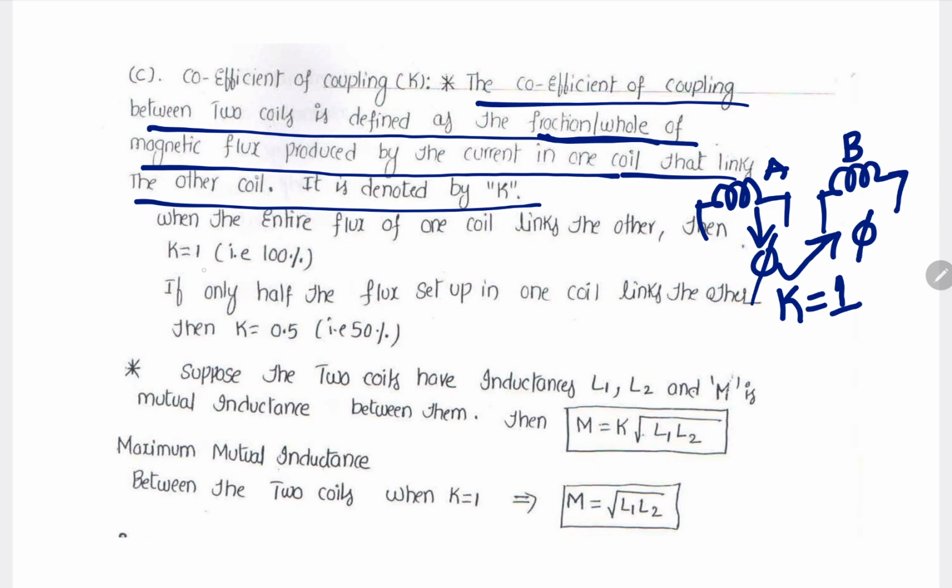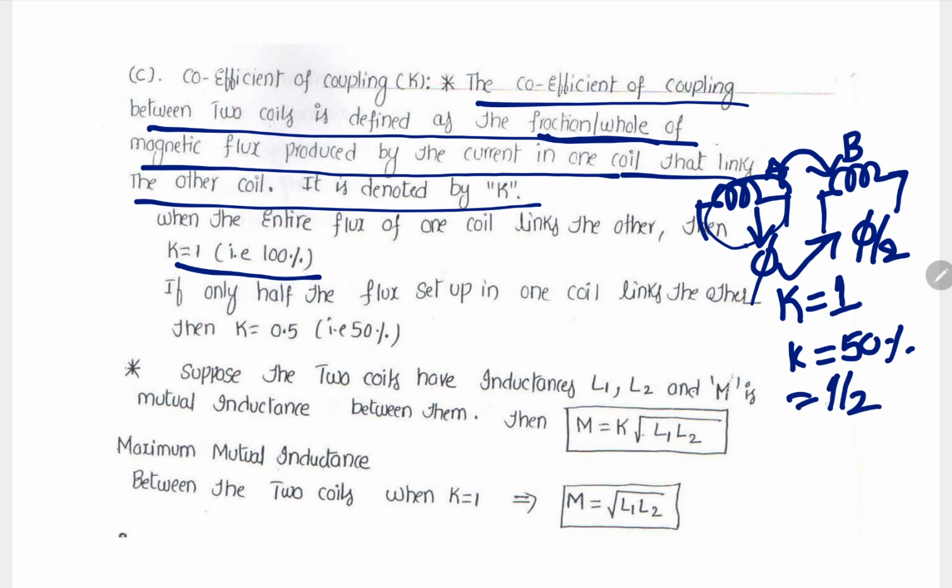So K equal to 1 or 100% means the flux developed in the first coil is entirely linking with the second coil. Let us say of the flux developed in the first coil, only 50% is linking with the second coil, then we say the coefficient of coupling is equal to 50%, or we can say the coefficient of coupling is equal to 1 by 2.